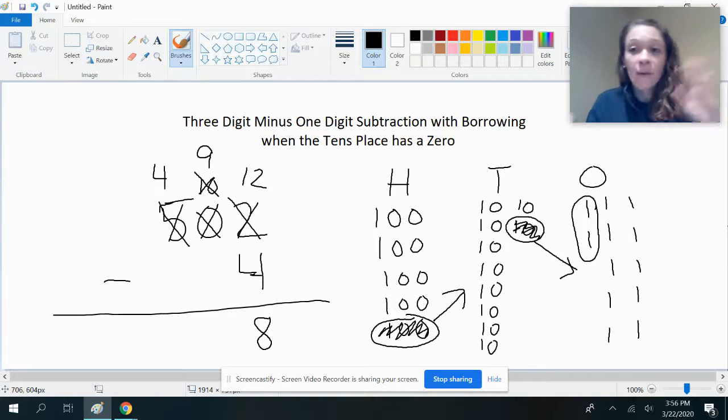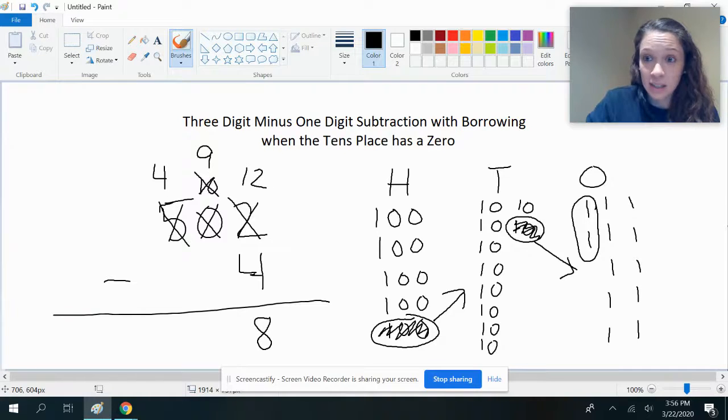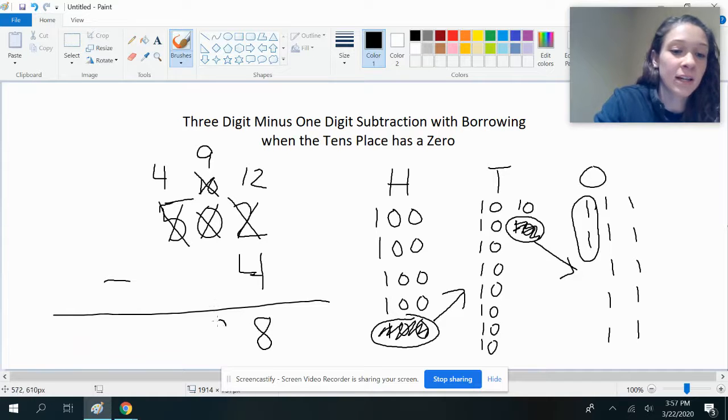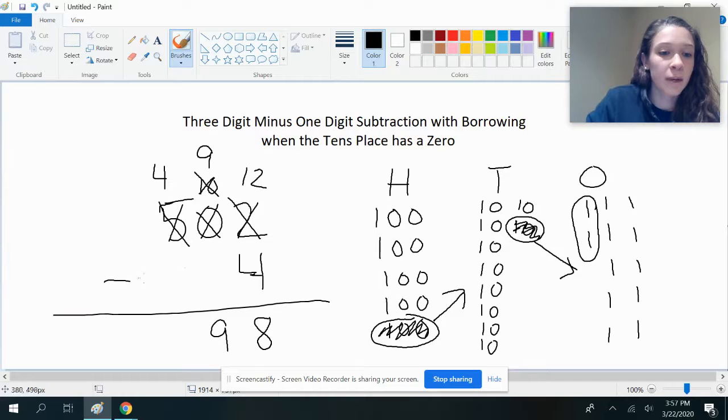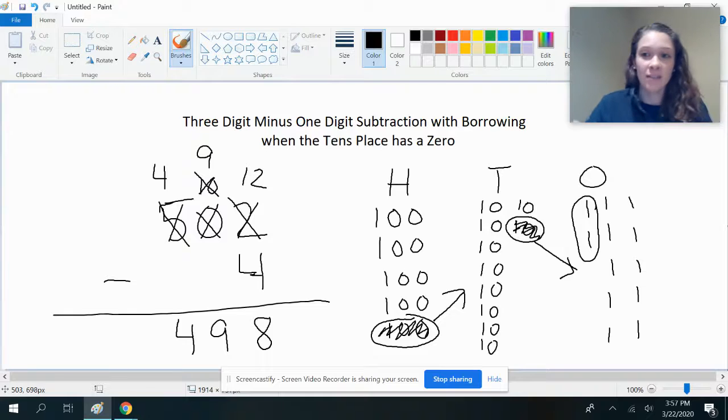Okay. Now I can just move over to the tens place. So I have 9 take away 0 because there are no other numbers here in the tens place. So I'll just do 9. Take away 0 is 9. So I'll write that in my tens place. Moving over to my hundreds place, I have 4 take away 0 because there's no other numbers here in the hundreds place. And 4 take away 0 is 4. So I'm going to write that in the hundreds place. So now we have our answer of 498.